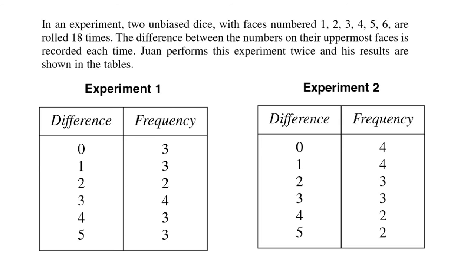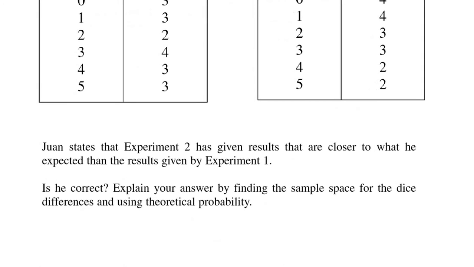The difference between the numbers on the uppermost face is recorded each time. John performs this experiment twice and his results are shown in the tables. So in experiment 1, the difference 0, difference 1, difference 2, difference 3 and so on, and the record here is the frequency. The difference of 0 came out 3 times, the difference of 1 came out 3 times. Similar with experiment 2. Now the question is this.